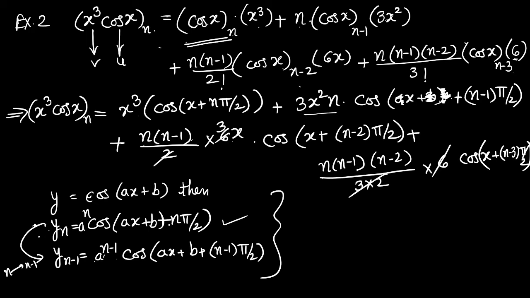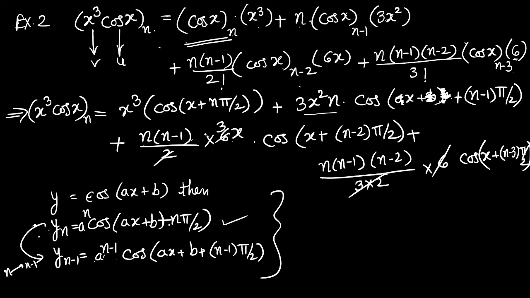Last term is n into n minus 1, n minus 2 upon 3 factorial into 6 cos of x plus (n minus 3) pi by 2. Now this 6 gets cancelled here. We reduce the form and write the last answer.